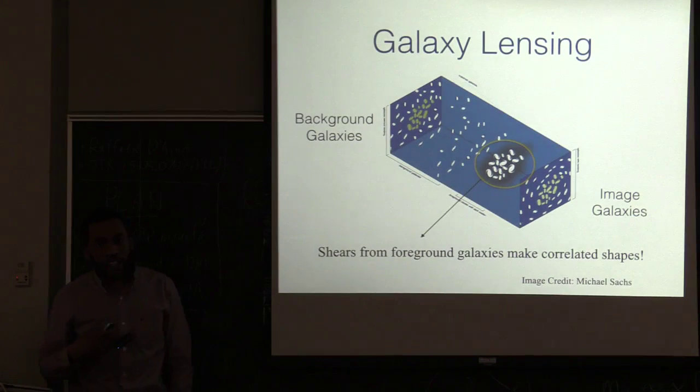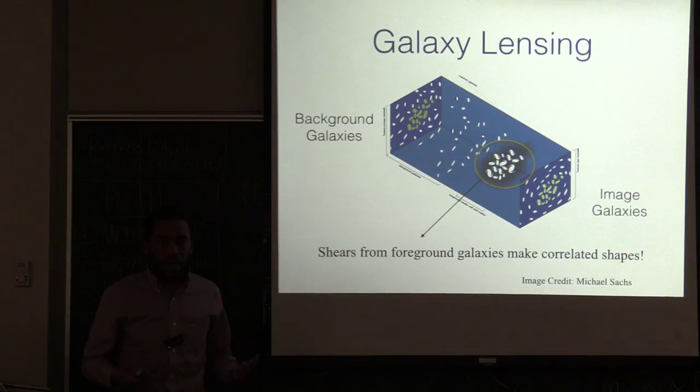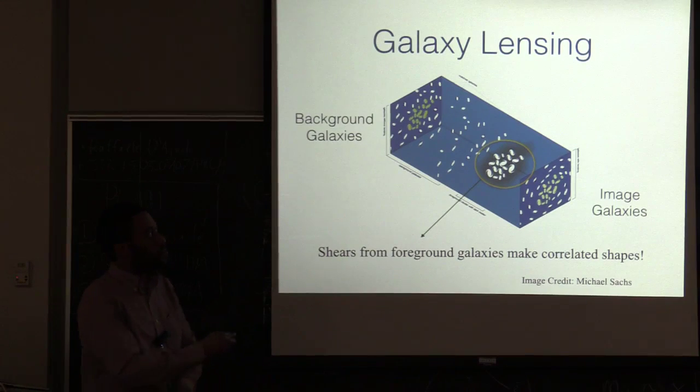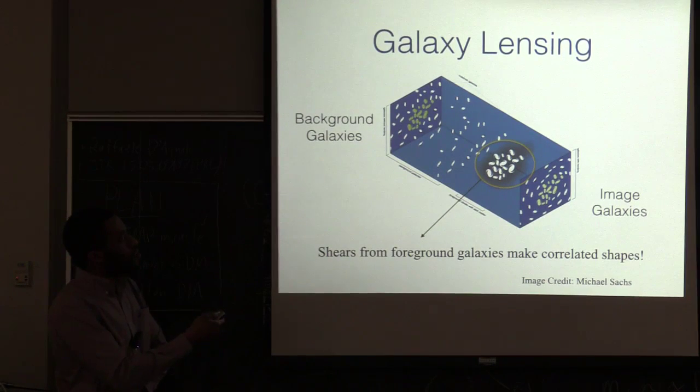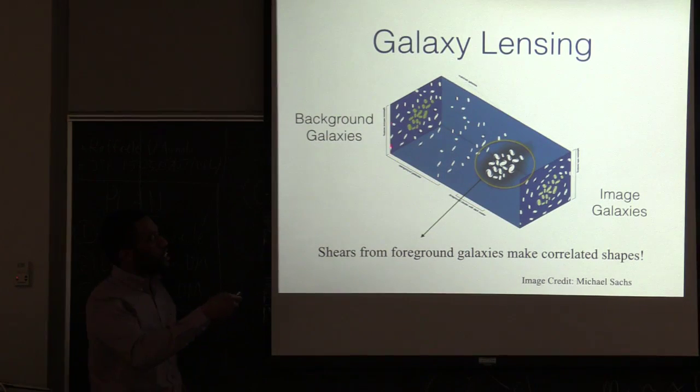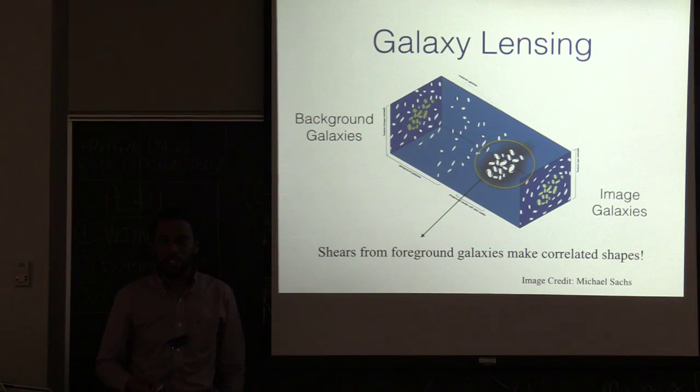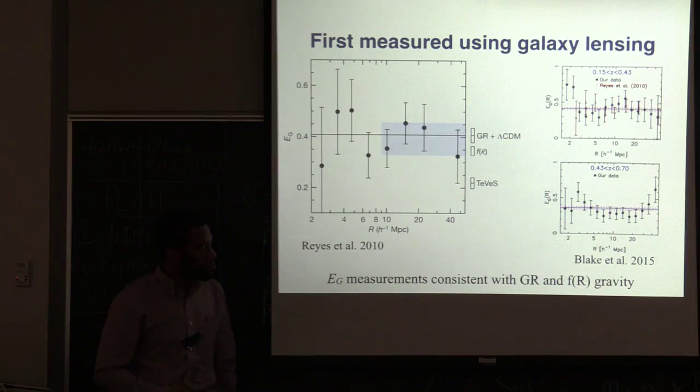So, how is this statistic E_G measured, specifically how has it been measured in the past? Well, it's been measured only using galaxy lensing. Specifically, in galaxy lensing, you have a set of background galaxies here, whose shapes should be uncorrelated, and then they're distorted due to foreground galaxies. And so, in the image you process, you actually have correlated shapes. This is due to the shear distortions that you can actually measure using imaging surveys or photometric surveys.